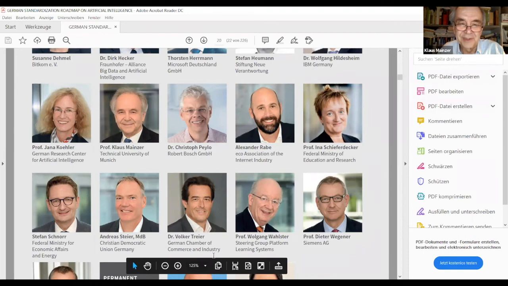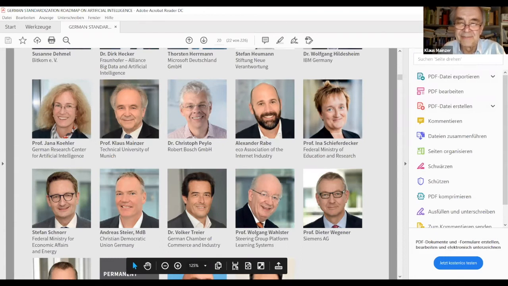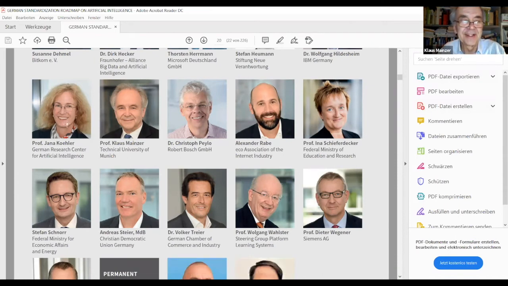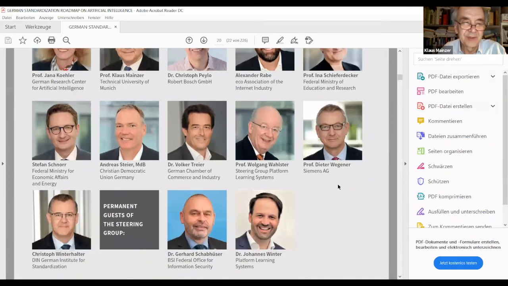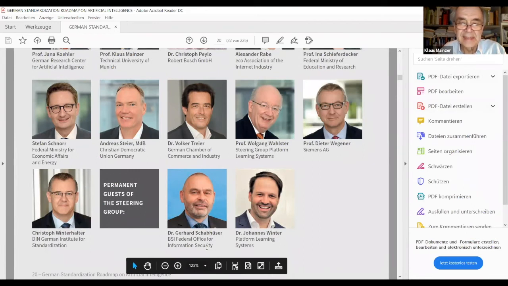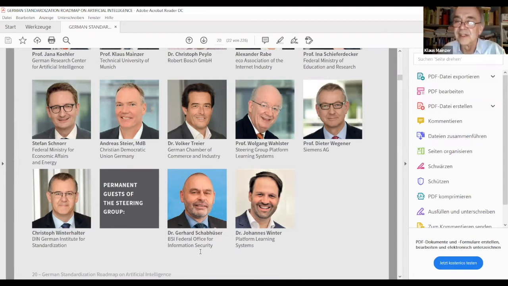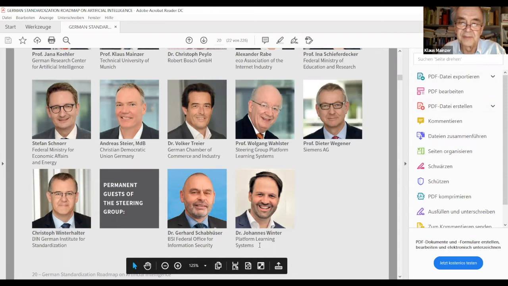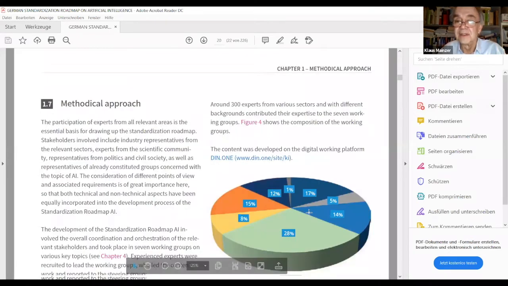And then the German Chamber of Commerce and Industry, Wolfgang Walster, who was the chairman of our group. He's a former director of the German Institute of Artificial Intelligence. And he was followed by Jana Köhler. Now Siemens was involved, and the Dean organization. And one of our main federal institutes, BSI, the Federal Office for Information Security, responsible for all kind of technical security in Germany, and a representative of the platform learning systems in Germany.